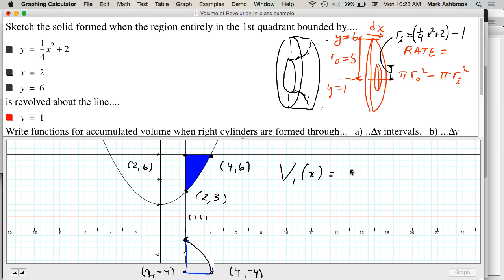Yeah, we want total. So V1 of 0. Is that right? V1 of 2, right? So we're starting at 2. Then, see if you can finish it. Take 30 seconds. See if you haven't done this yet. Finish the volume function. Should be able to do this.